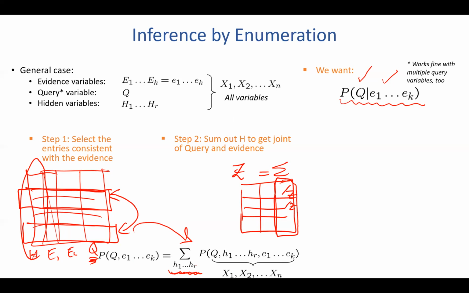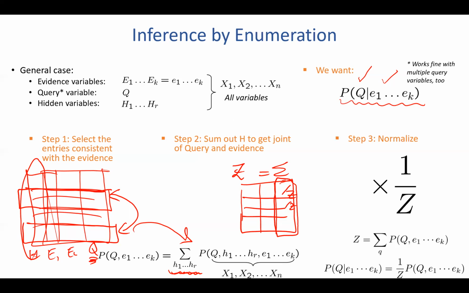So we sum out the hidden variables, and then we calculate the normalizing constant, the Z value. Once we have the smaller table, we calculate the sum of these entries, and then we divide each entry by that sum. That's the normalizing constant, because the probabilities of this newly derived table have to sum to 1. So this was actually inference by enumeration.